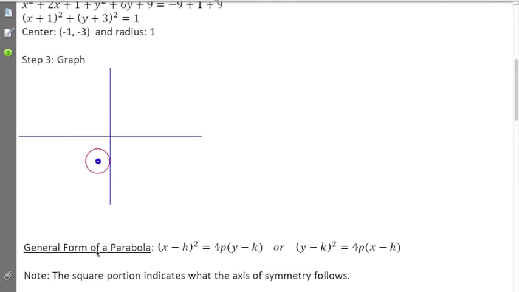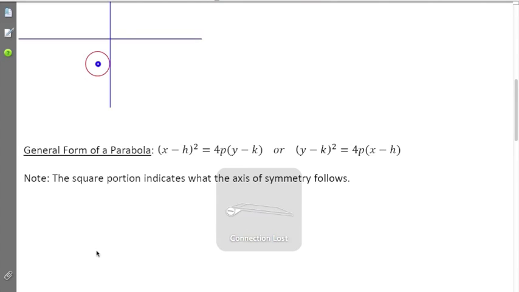Not a whole lot to discuss with a circle. I think that's probably one of the easier problems. And so we're going to look now at a parabola.